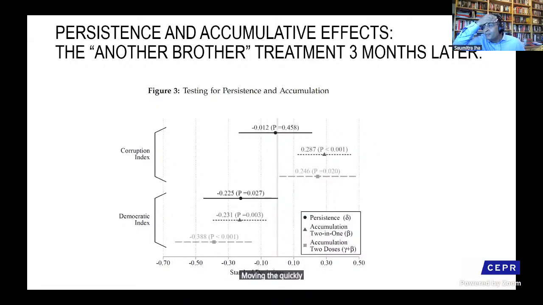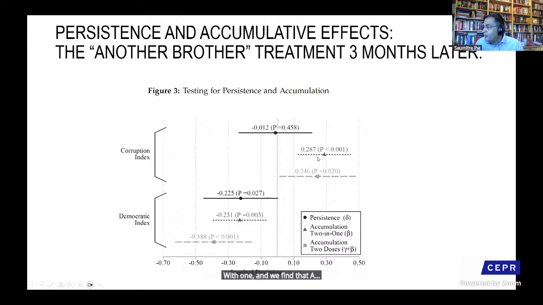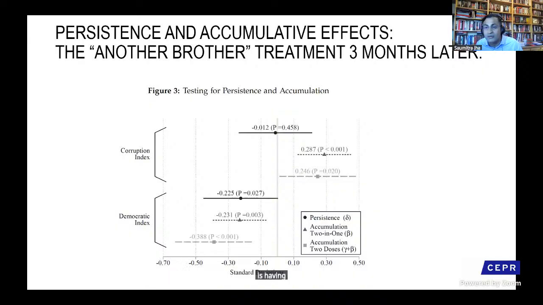Quickly moving on. During the course of our experiment, another brother of the president was also found exchanging stacks of cash. So we could see whether the effects of apex corruption actually accumulate with two treatments rather than with one. And we find that our effects persist 3 months after the study, even the original one. Second, if you get two scandals as well as one, the effects seem to even accumulate somewhat more. So it seems like repeated doses of seeing people at the top engaging in corruption is having increasing effects on reducing support for democracy.